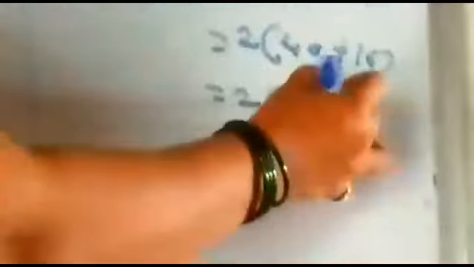Then perimeter of rectangle is equal to 2 into bracket L plus B, is equal to 2 into bracket L, which means 40 plus 16. 40 plus 16 we get 56. Then we get the answer 112 units.